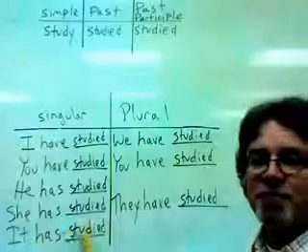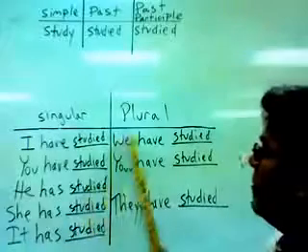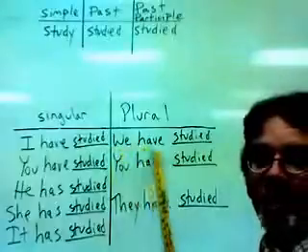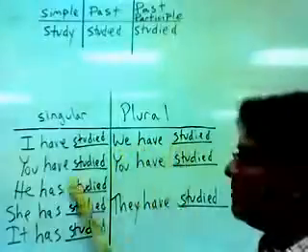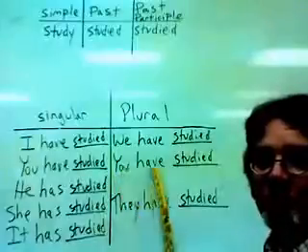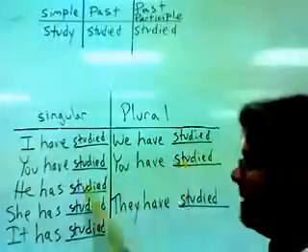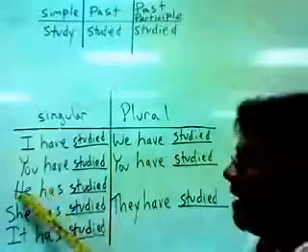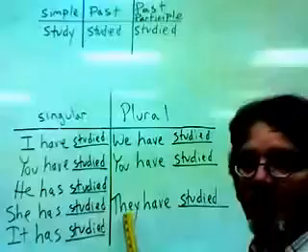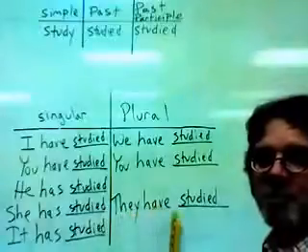It has studied. The plural form for I and you is we. We have studied. The plural for you is also you. You have studied. And the plural form for man, a woman, or a thing is they. They have studied.